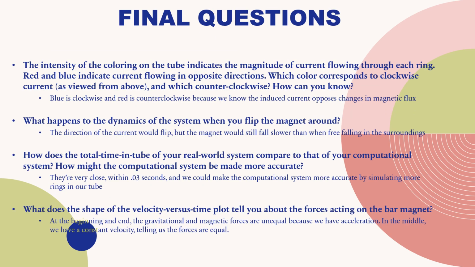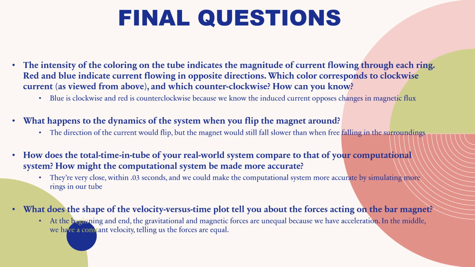Some final questions. The intensity of the coloring on the tube indicates the magnitude of the current flowing through each ring. Red and blue indicate current flowing in opposite directions. What color corresponds to clockwise current and which counterclockwise? How do you know? Blue is clockwise and red is counterclockwise, because you know induced current opposes changes in magnetic flux.